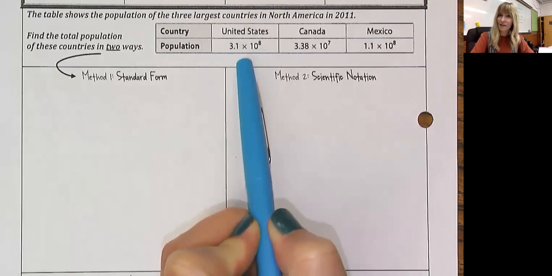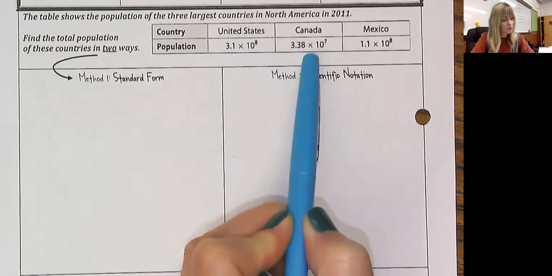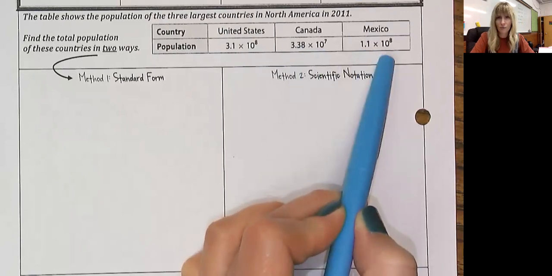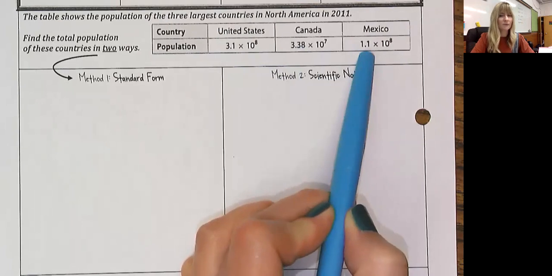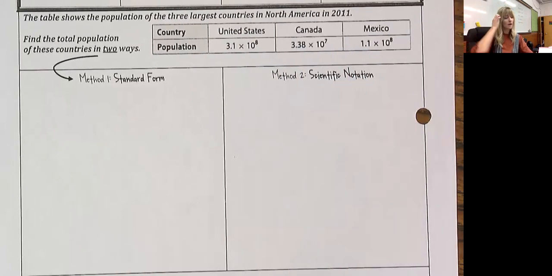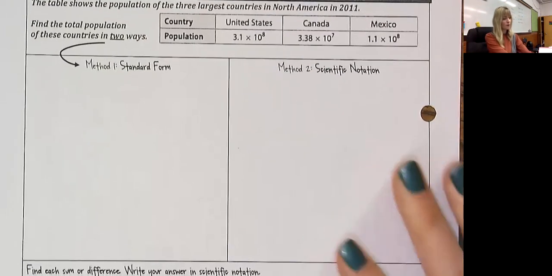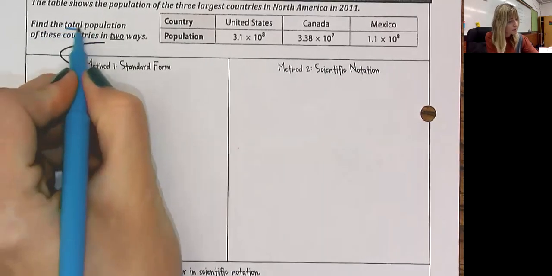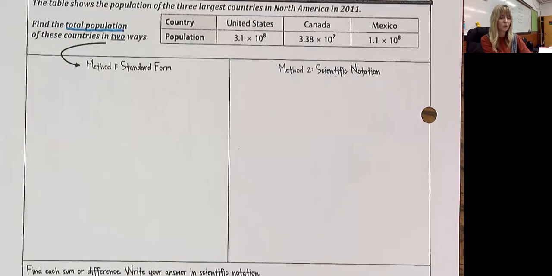Hey, that looks familiar. That's scientific notation. Why? Because it's a really large number. Canada had a population of 3.38 times 10 to the 7th, and Mexico had 1.1 times 10 to the 8th. Okay, so standard form, it says right here, find the total population of these countries in 2 ways.